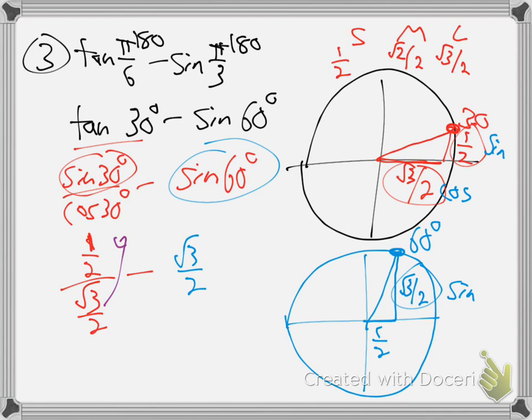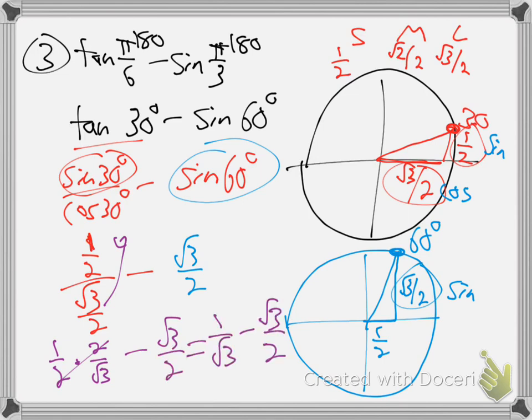Well, this guy flips up, does his high dive upside down, times 2 over root 3. These cancel. Minus root 3 over 2. So that's going to be 1 over root 3 minus root 3 over 2. That's just ugly.